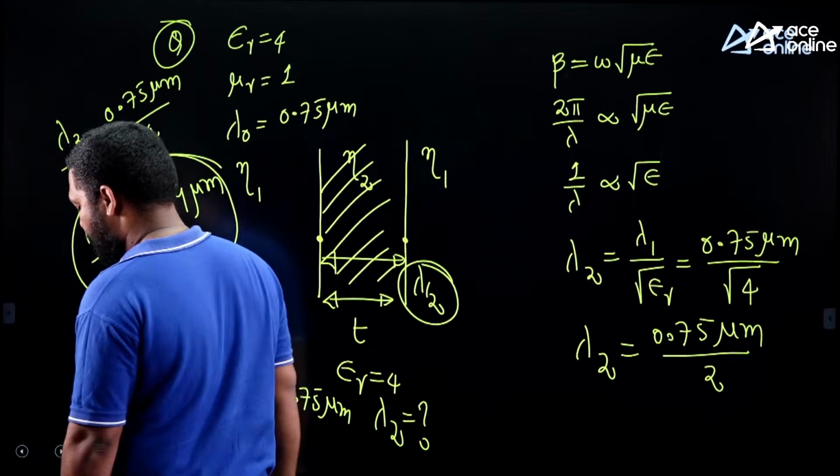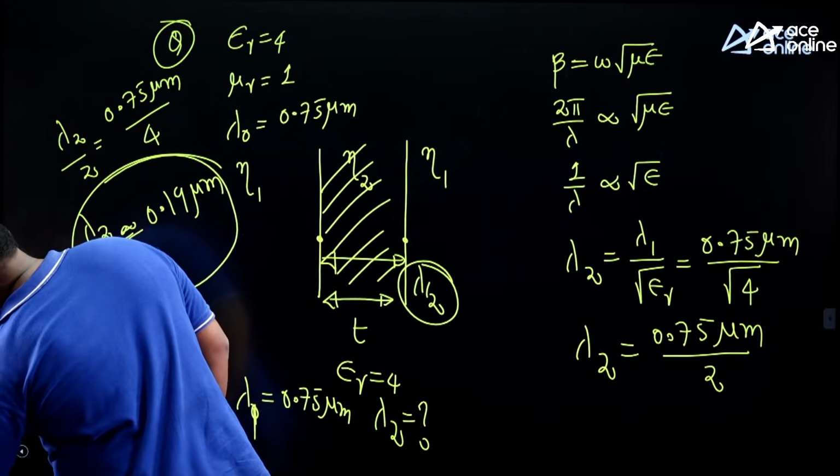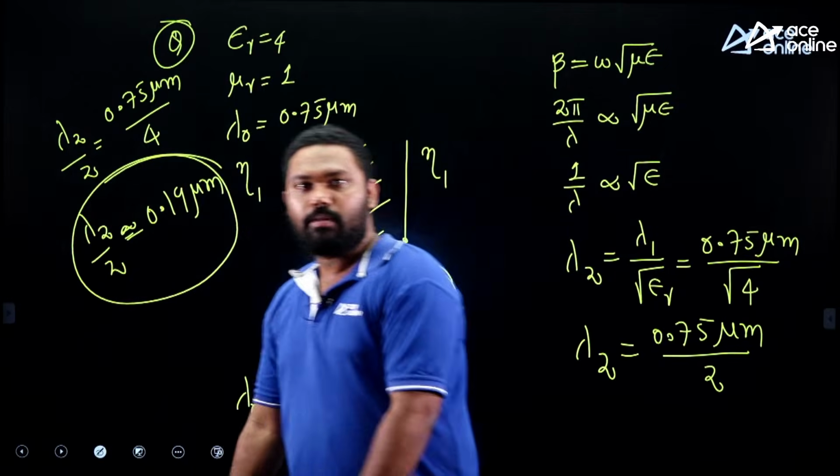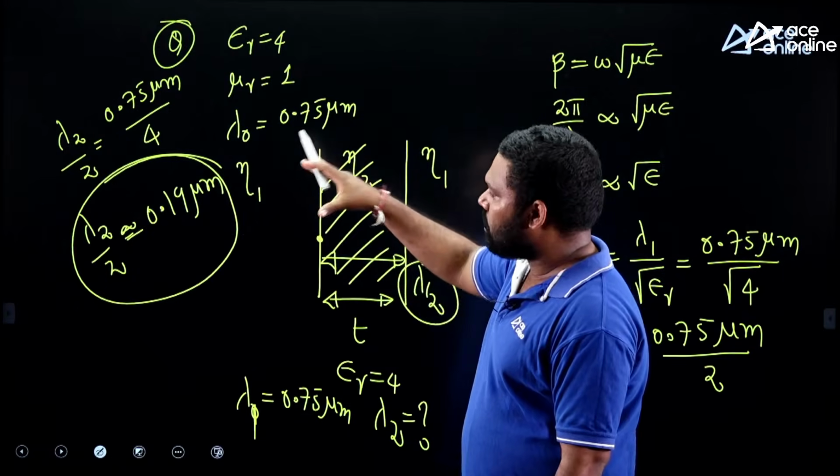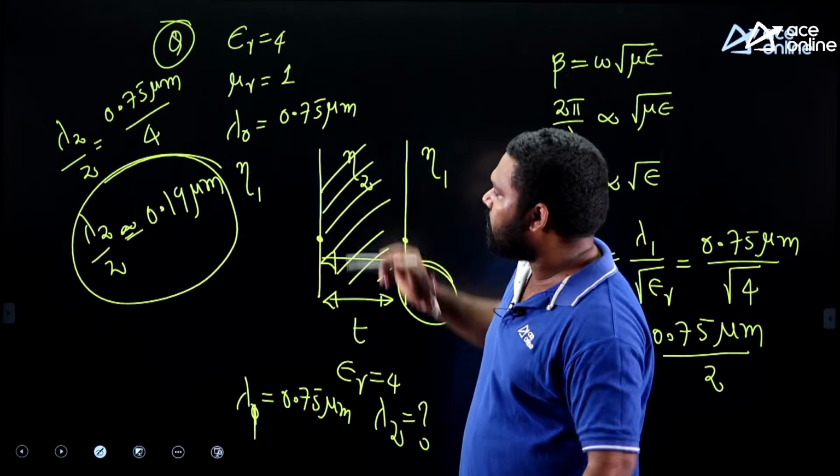Let me cross check myself. Yes, it is 0.19 micrometers, 0.18 something. So if you round it up to 2 decimal points, it is 0.19 micrometers.